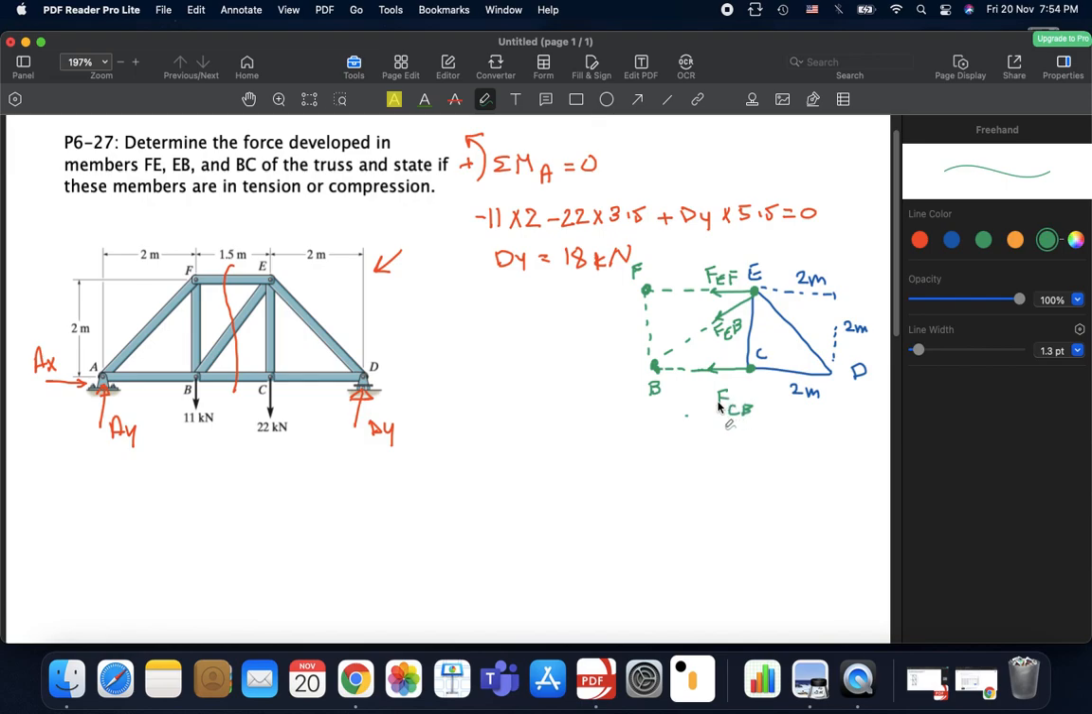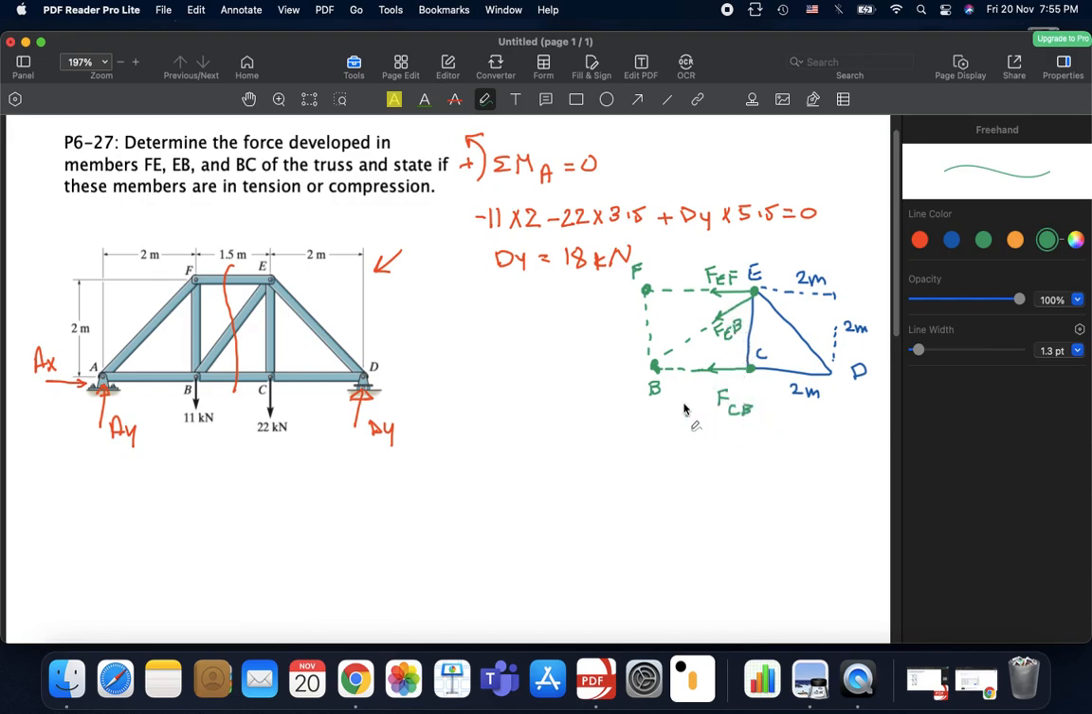Now, we were asked to find FCB, FEB, and FEF, right? EF, EB, and BC. As I mentioned a while ago, your golden rule that you need to use is the moment equation. Look guys, if I take moment about point E, you would see that the lines of action of these forces are actually passing through E. That means they would cause no moment. So immediately we would get rid of two unknowns, and we will just end up with FCB.